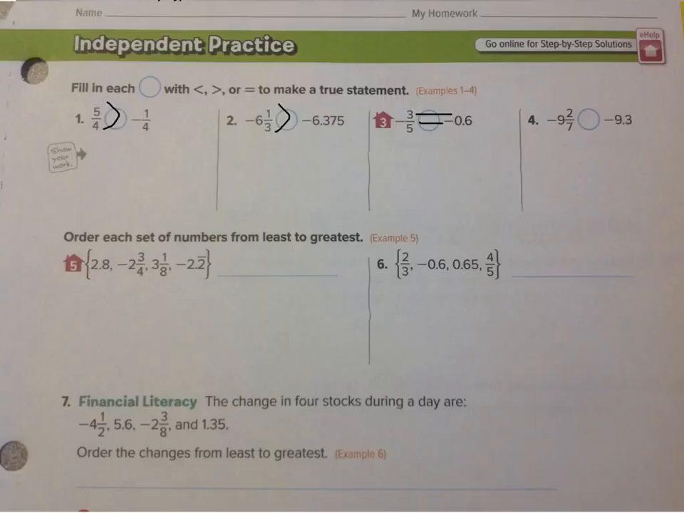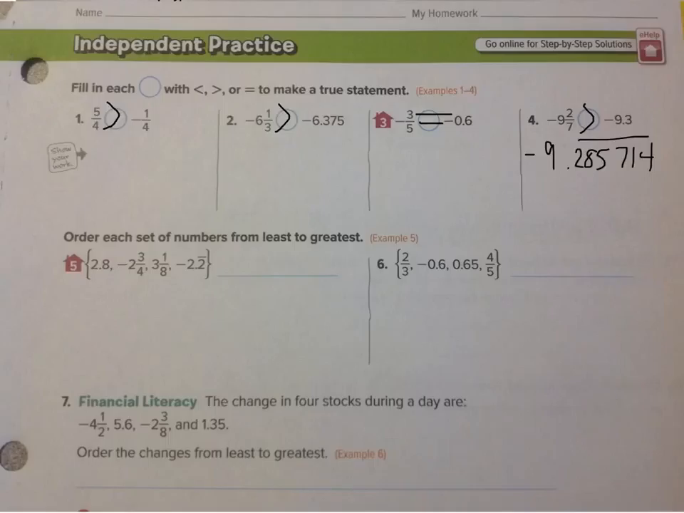And for this certain one, I would actually change it to a decimal. So the negative 9 2/7, that is going to change into negative 9.285714, and that is repeating. And as you can compare that number with the negative 9.3, you can see that that number is actually greater than. So put the greater than sign.